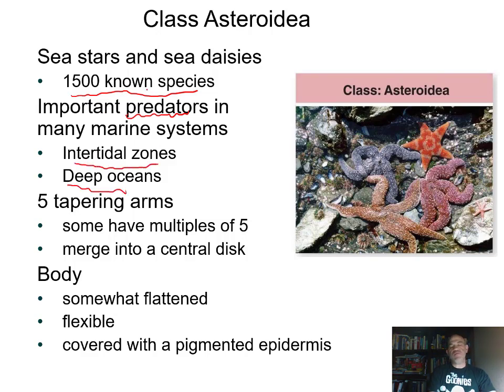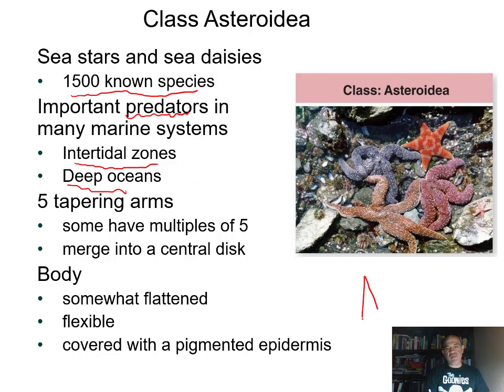An intertidal zone would be one between high tide and low tide. The moon goes around the earth and it pulls the oceans with it, and so the water levels rise and go down twice every day. And in places where there's rocky shores, pools of water get built up, and you can find sea stars within there looking for food. For these guys, this group, their arms taper.